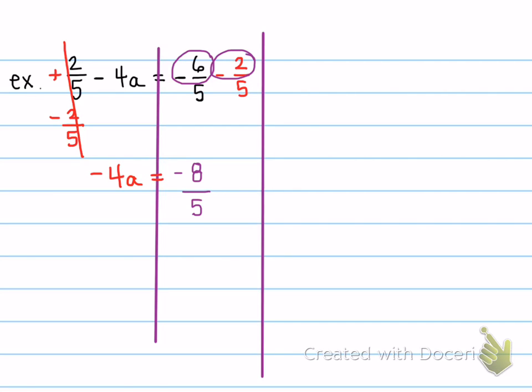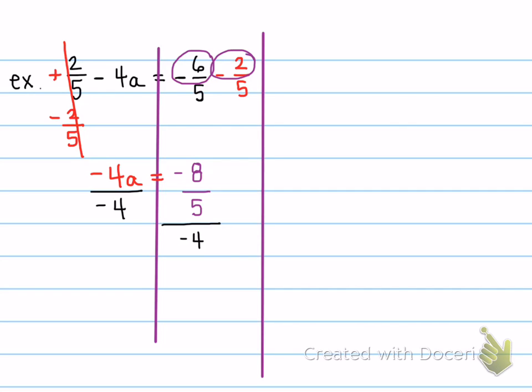Okay, so it doesn't get any easier from here. You can't simplify negative 8/5, so we're going to leave it like that. And I'm looking at what I have now, and I have negative 4a equals negative 8/5. I have to move that negative 4 to the other side of the equals. I know that it is multiplied to a, so I'm going to divide by negative 4, and I'm going to divide this fraction by negative 4.